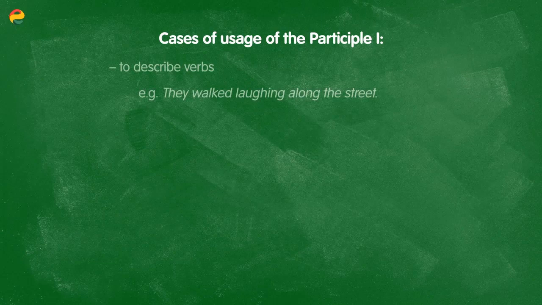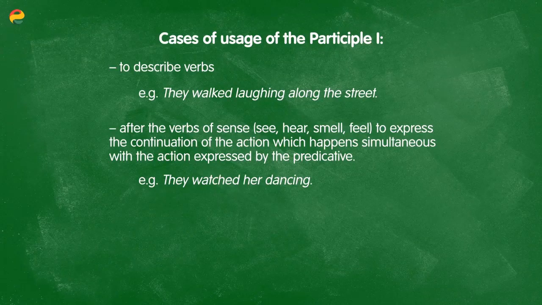The present participle is used to describe verbs. For example, they walked laughing along the street. Here, laughing explains to me how they were walking at that time. We also use the present participle after verbs of sense. For example, see, hear, smell, feel, to express the continuation of the action, which happens simultaneously with the action expressed by the predicative. Now, this will make a little bit more sense when we look at the example. They watched her dancing. Here, I am explaining what they watched her doing.